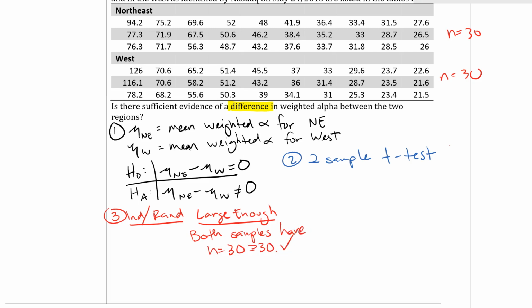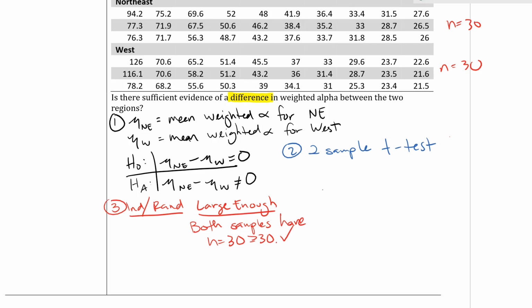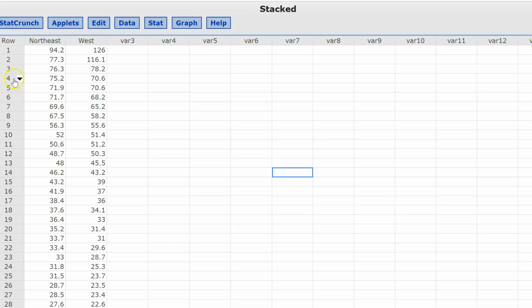Now that we have that stuff out of the way, let's get to our 4th step, which is, of course, the calculations, for which we will use technology. And again, my choice of technology is going to be StatCrunch, but if you choose to use something else, that is completely your option. So on StatCrunch, I need to type in each of these data sets into single columns, not multiple columns like this. And I've already taken the time to do that. So here is the data set. I have the 30 values for Northeast and the 30 values for the West.